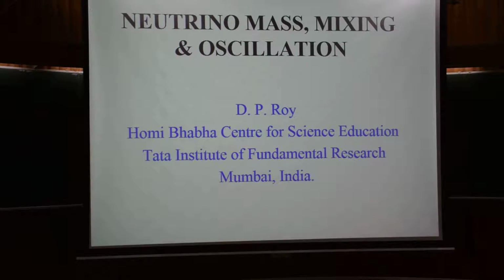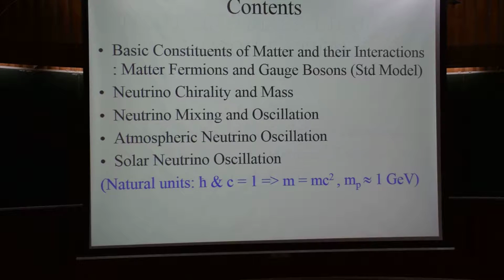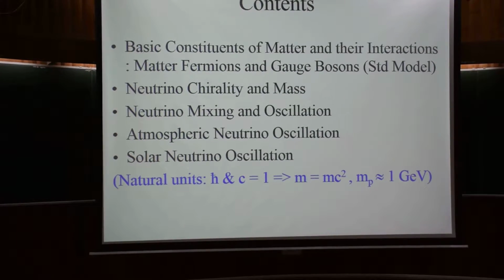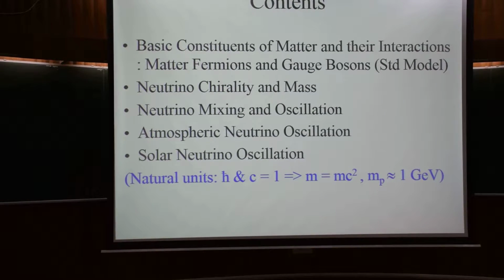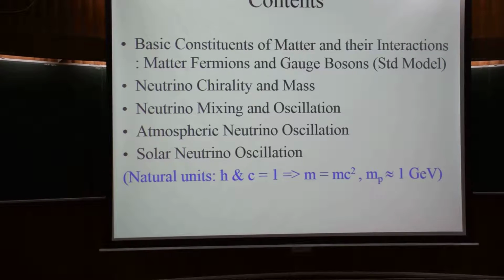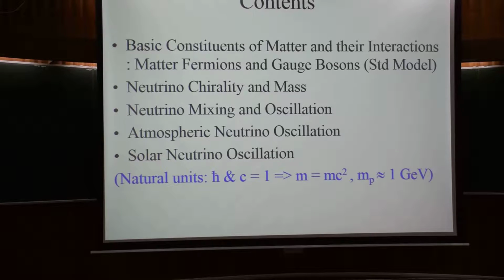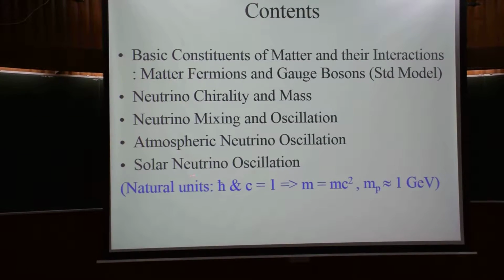In this lecture, I will give you the formalism of neutrino mass, mixing and oscillation, and tomorrow we shall discuss details of atmospheric and solar neutrinos. Okay? So this is the plan. I start with a recap of the basic constituents of matter and their interaction, that is the matter fermions and bosons, which together constitute the standard model of particle physics. Since we discussed it this morning, I will just use one slide from the morning stuff. Then I shall discuss neutrino chirality and mass, and then neutrino mixing and oscillation. Tomorrow we shall discuss atmospheric neutrino oscillation and solar oscillation.